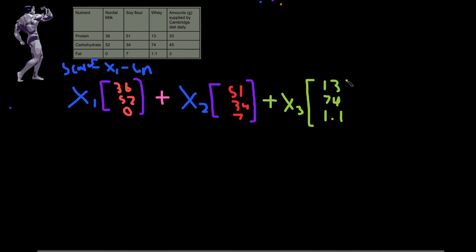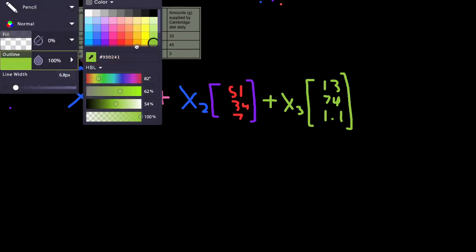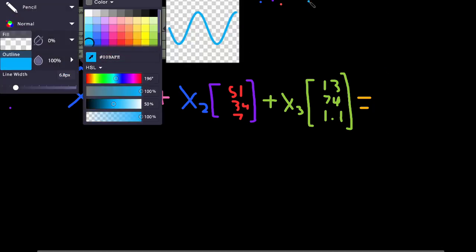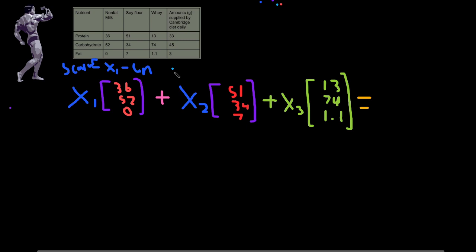Okay, so we have our equation, but an equation needs to be equal to something. Go ahead and pause the video and ponder what you think this equation is equal to. Hopefully you realize that it's equal to the amount in grams supplied by the Cambridge diet per day. Again, the original problem we're solving is how to look like this. This is a vector quantity as well, with the amount of protein, which is 33, carbs, and fat we need per day.